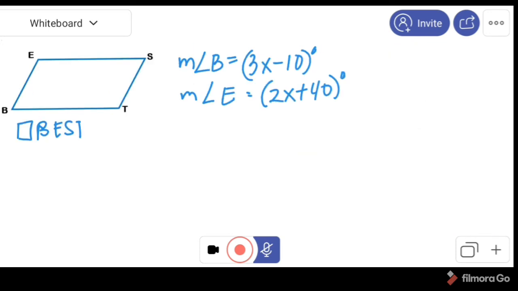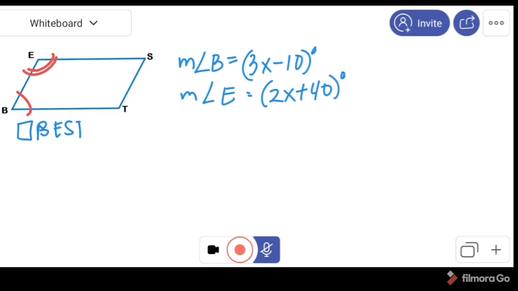Given the measure of angle B, 3x minus 10 degrees, and measure of angle E, 2x plus 40 degrees. First question is, what is the relationship of these two given angles? Angle B and angle E. Very good. They are consecutive angles. What property are we going to use to solve this problem? Correct. Property that states consecutive angles of a parallelogram are supplementary.